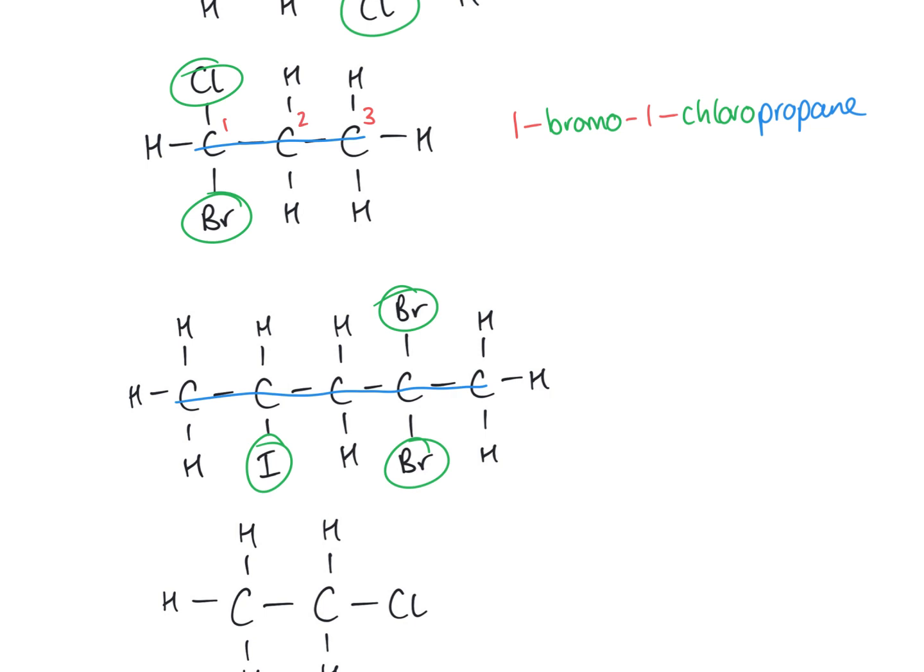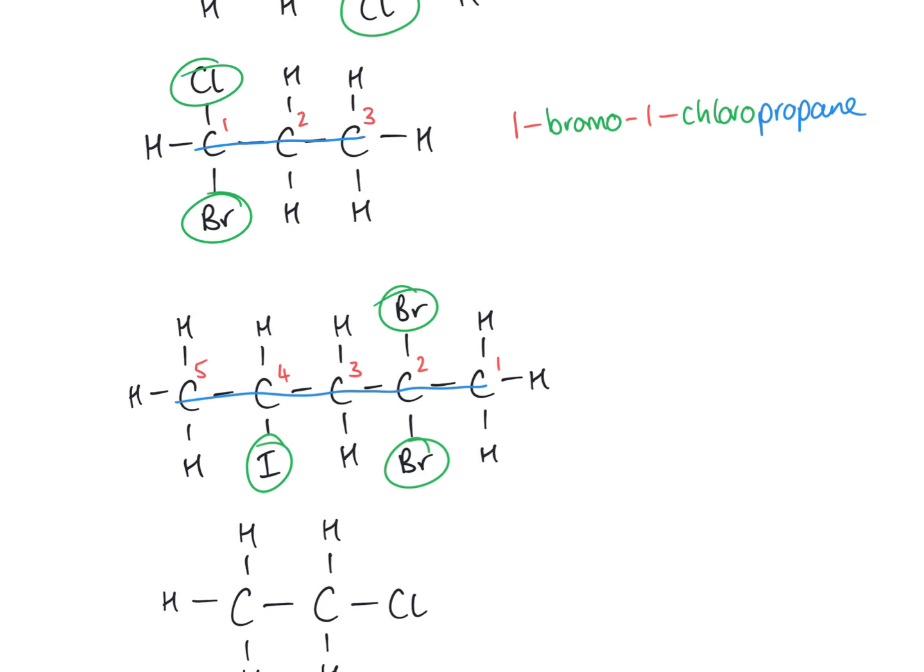Number your carbon so those substituents are on the lowest possible carbon. They're on 2 and 4 here, but you've got 2 bromo groups on carbon number 2. So let's number that as 2, so that our combination here is 2,2,4 rather than 2,4,4. So the lowest possible combination.